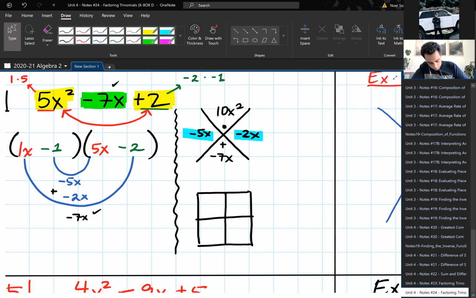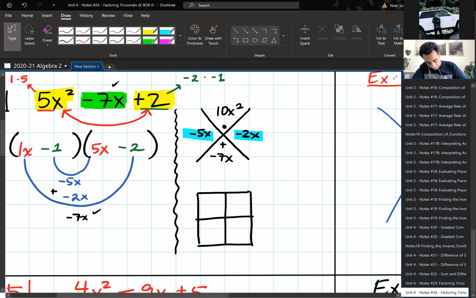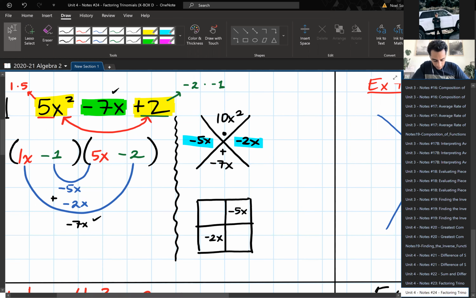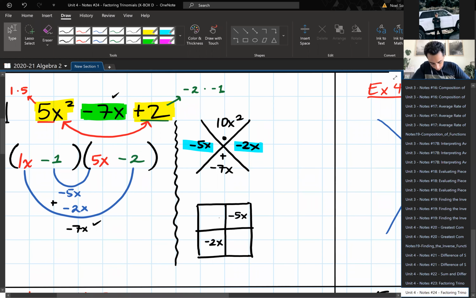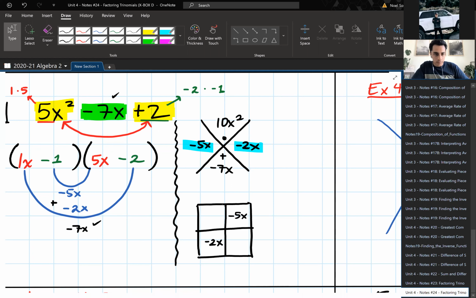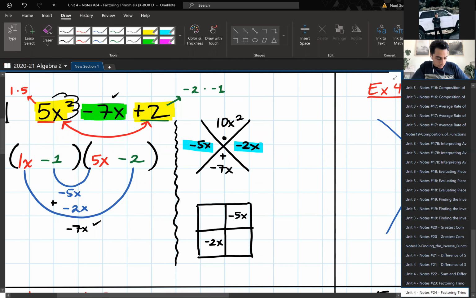Okay, so we're going to use negative 5x, negative 2x in the box. So I'm going to drop negative 5x here, negative 2x in here. Does anybody remember what the leading term, or that first box, is supposed to have? What's the term that goes in there? It's 5x squared, right? You reuse the leading term, 5x squared.